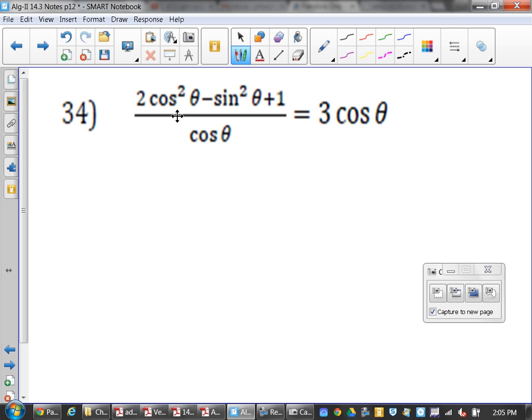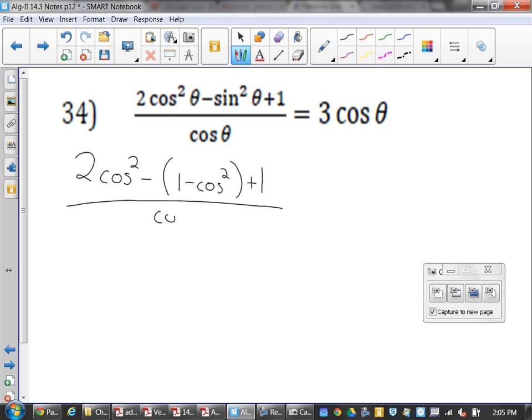1 minus cosine squared. So I'm going to rewrite the top as 2 cosine squared minus the quantity 1 minus cosine squared, plus 1, and it's still all over the cosine. Okay? What most people screw up at this point is they forget to distribute the negative to both terms.